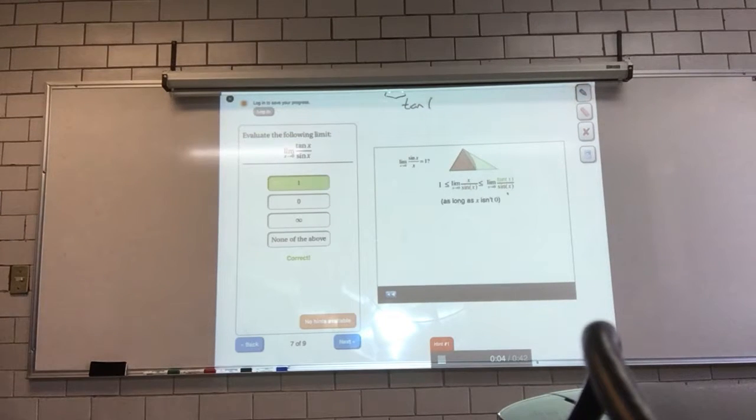Let's take a look at tangent of x over sine of x. We can write tangent of x as sine of x over cosine of x, and we can divide the whole thing by sine of x. If we simplify this, we're left with 1 over cosine of x. The sine of x is canceled out. Well, that's a little bit easier. What's the limit as x approaches 0 of 1 over cosine of x? Well, we can just plug in 0 for x, because the cosine of 0 is 1. This is 1 over 1, which is 1.